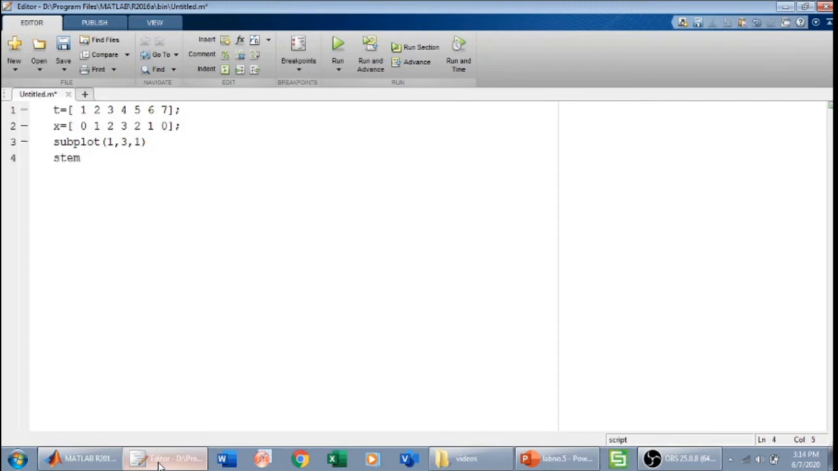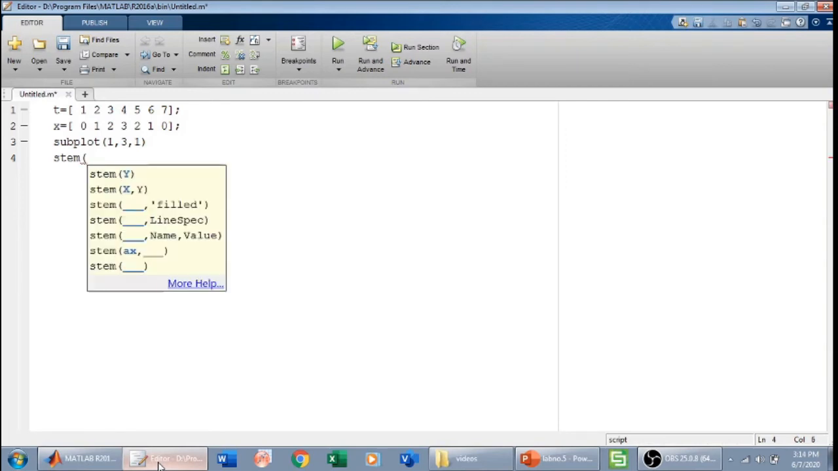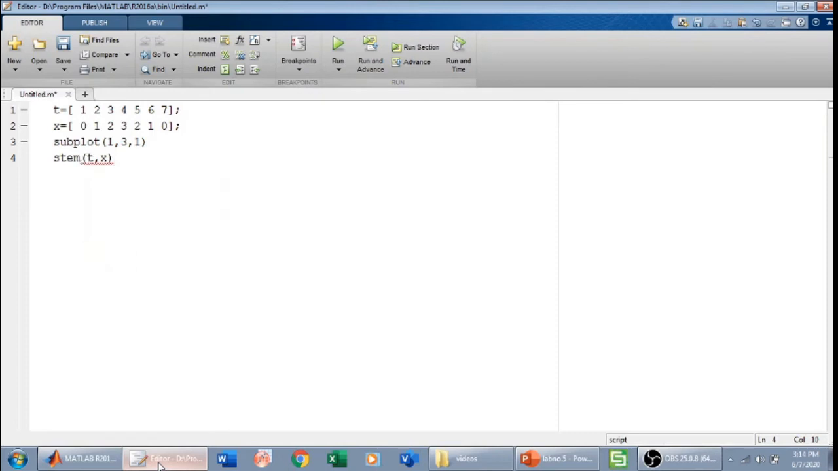When I give it position 1, I will use the stem command. Remember, the stem command is used to plot discrete time signals. The plot command is used to plot continuous time signals. So stem, the x-axis is my t, the y-axis is my x. Then I will give it a title just to make it easy. The title is original signal. So the original signal will be plotted here hopefully when I run this code.